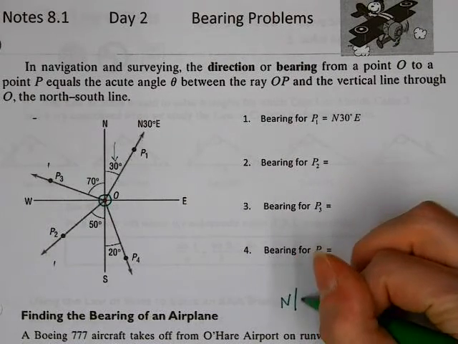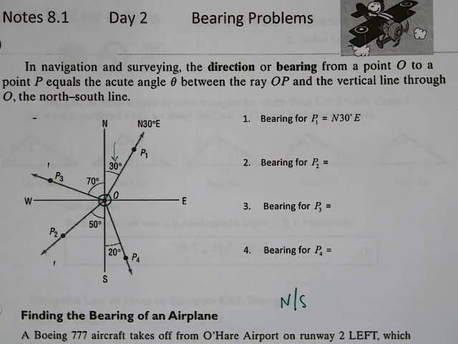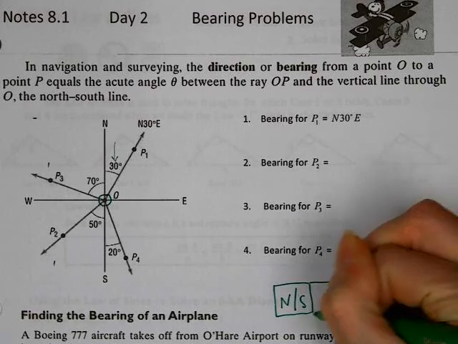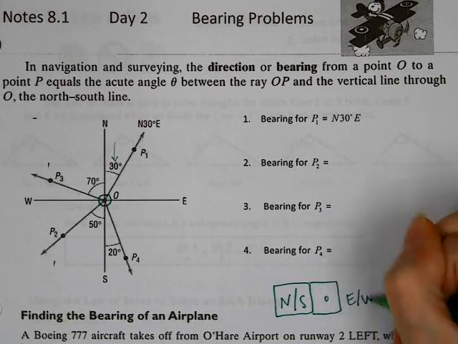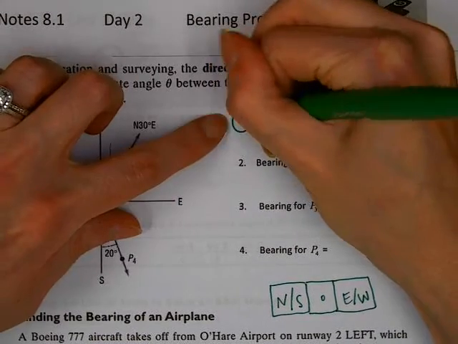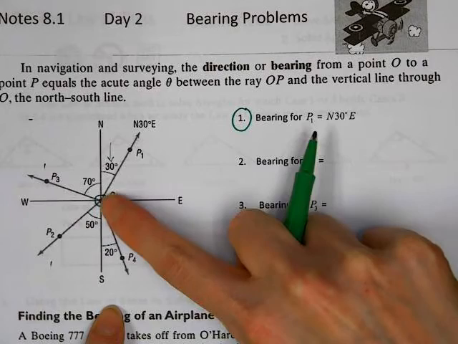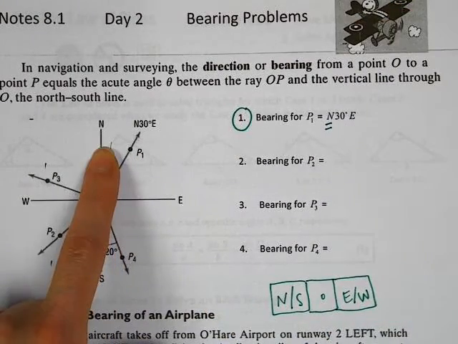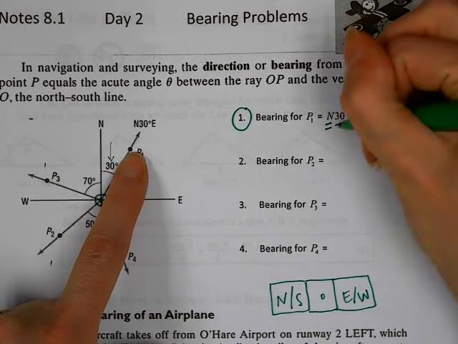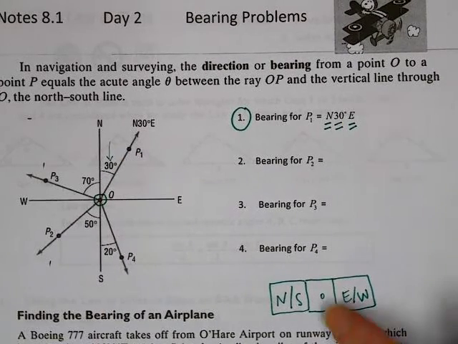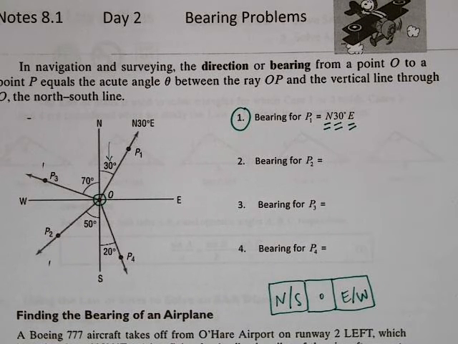The north or south direction is always first, and then you put the degree, and then whether you're going east or west goes last. Okay, so notice in example 1 here, they did it for you. If you're trying to get from the origin to P1, they're saying you're going to go north and then make a 30-degree angle towards the east. Okay, so north or south first, degree in the middle, and then east-west last.